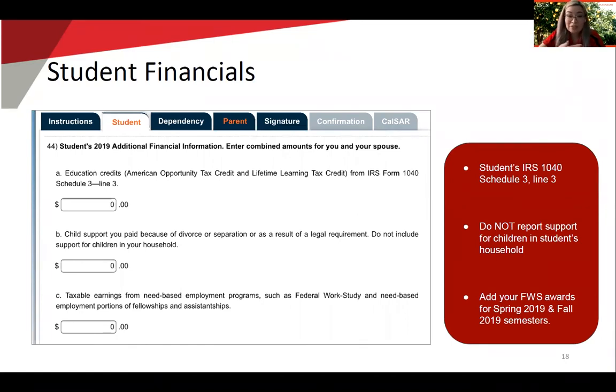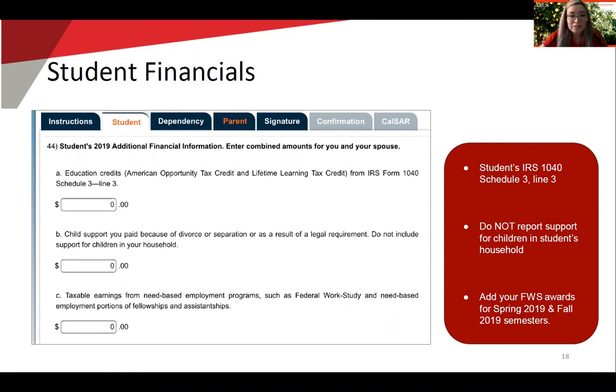Now, if you're going through your tax forms and you see you don't have a Schedule 3, then it's okay. You just go ahead and type a 0 on there. That means you did not get any education credits. So if you're going through your taxes and you find that you don't have any schedules, it's okay. Just remember, put a 0 and then move on to the next question.